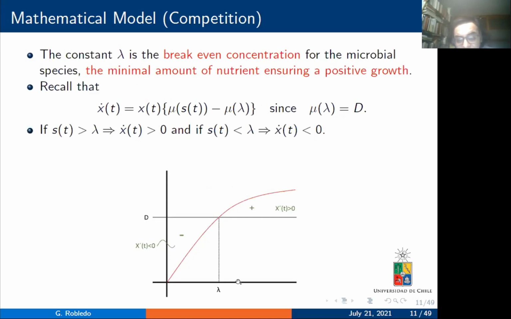You can see if the nutrient concentration is bigger than lambda, the derivative is positive, which means that the microbial biomass is increasing. On the other hand, if the nutrient concentration is lower than lambda, you can see that the derivative is negative, so the microbial biomass is decreasing. In this context, the constant lambda is named the break-even concentration for a microbial species, which is the minimal amount of nutrient ensuring the growth of the biomass.